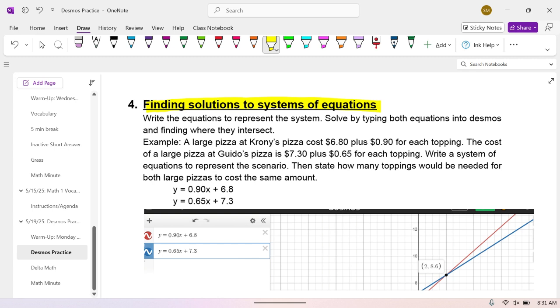Now, it's not always easy. Sometimes you have to write them from word problems. All right. So a large pizza at Cronies Pizza costs $6.80 plus an additional 90 cents per topping. The cost at Guido's is $7.30 plus 0.65 cents per topping. And we want to write an equation to represent the scenario and then state how many toppings would be needed for both large pizzas to cost the same amount.